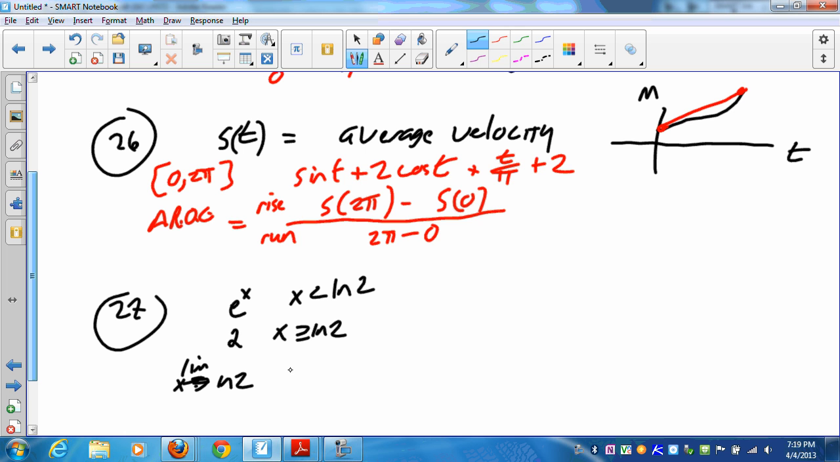So, it's not from the left, it's not from the right, so we have to evaluate both of them and see if the limit exists, if it is a value. So, well, let's see. Let's do the top one. I'll do that in red. So it's e to the ln of 2. And the bottom one is simply what? 2.